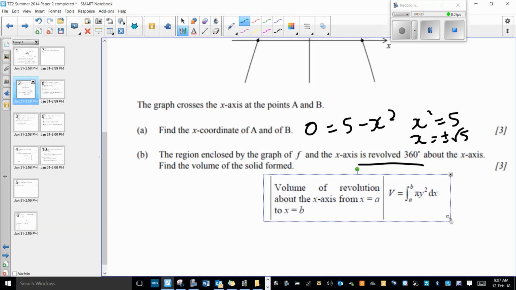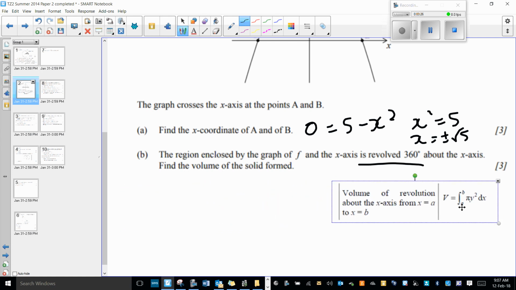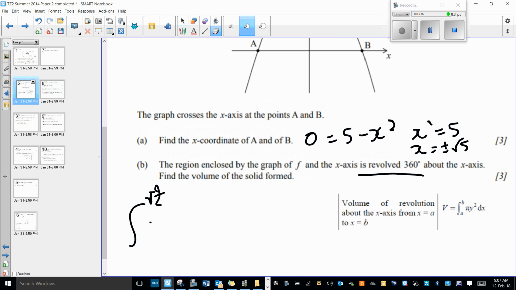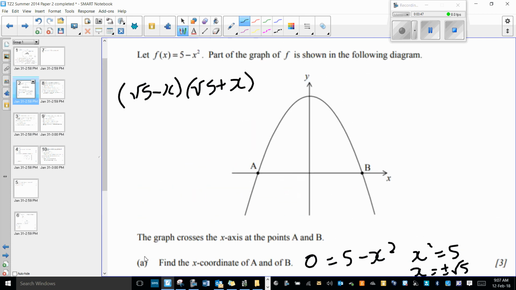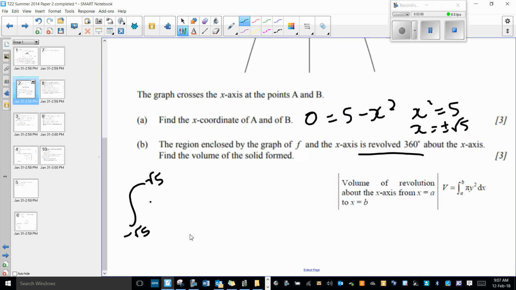Okay, so it's the integral between the two values. So we are integrating between root 5, sorry, not root 2 at all, root 5 and negative root 5 of 5 minus x squared, squared, times pi. I'm going to bring pi to the front.